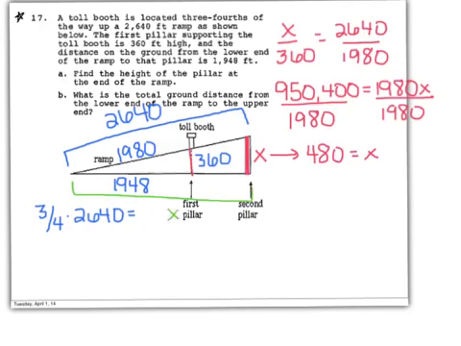So I need another pair of numbers that corresponds like these numbers do. And I look right across and I see these ones. Okay, this is a small side, this is a big side, this is a small side, this is a big side. So I can set up a proportion with those. I can say x over 1948, so that's big side over small side, would have to equal the big side right across from it, which is 2640, over 1980.